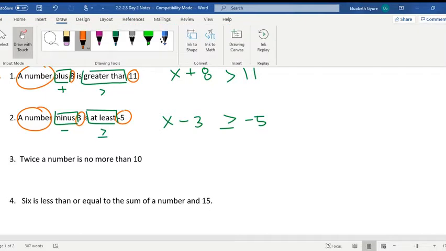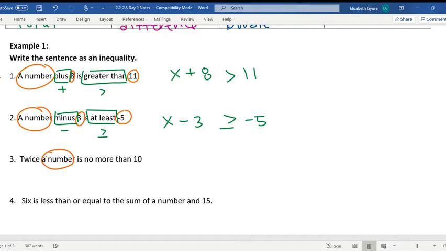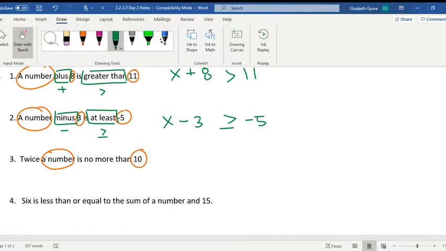All right, let's find our important numbers. Twice a number is no more than 10. A number. We don't know what it is. What else? 10. All right, where are my important math action words?